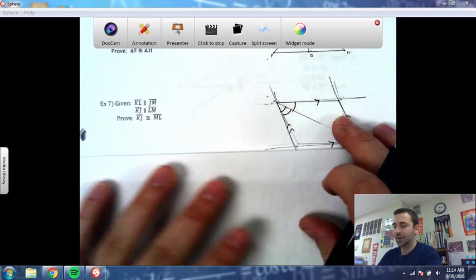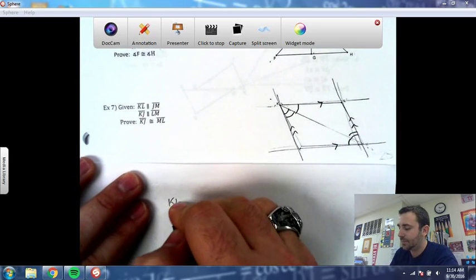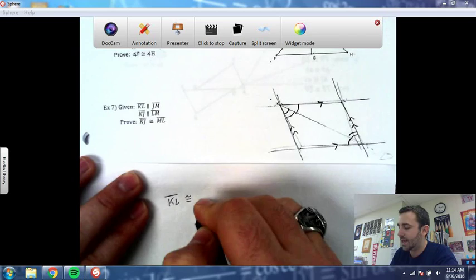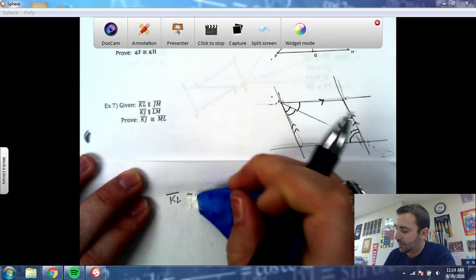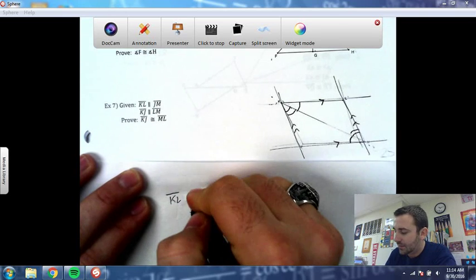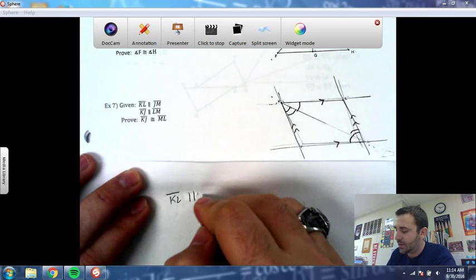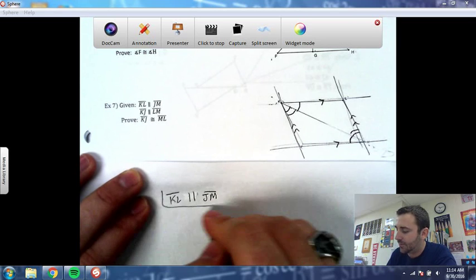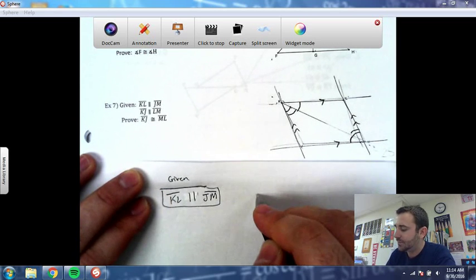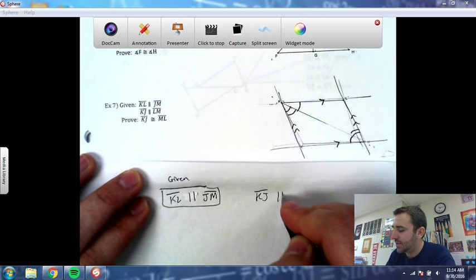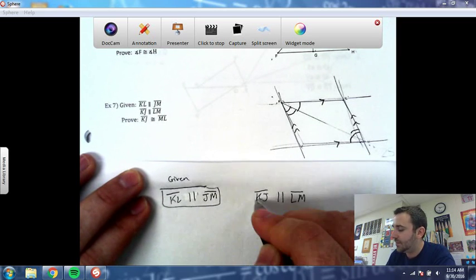So we start with our given. Segment KL is not congruent, which is a common mistake, but parallel. So parallel does not give us congruent, so you want to make sure that you're really being careful when you write it. And that's our given information. Segment KJ is also parallel to LM, which is given.